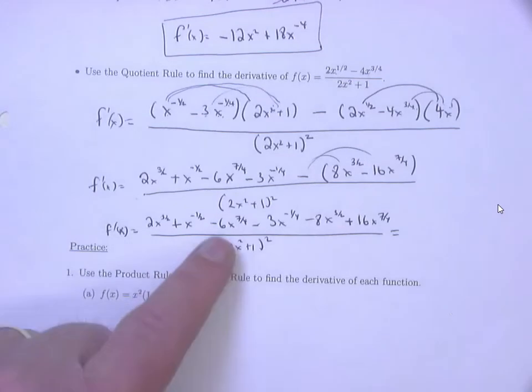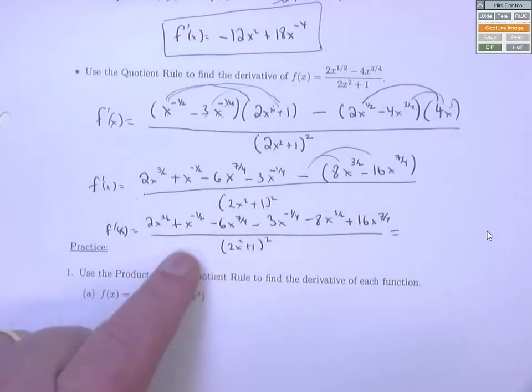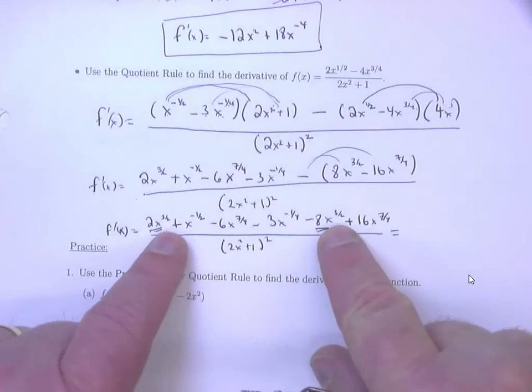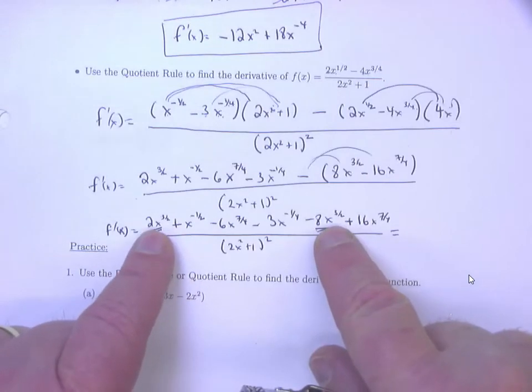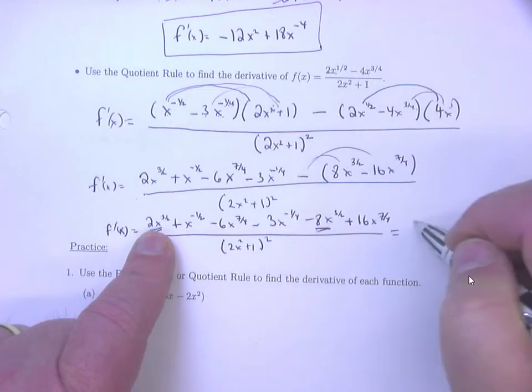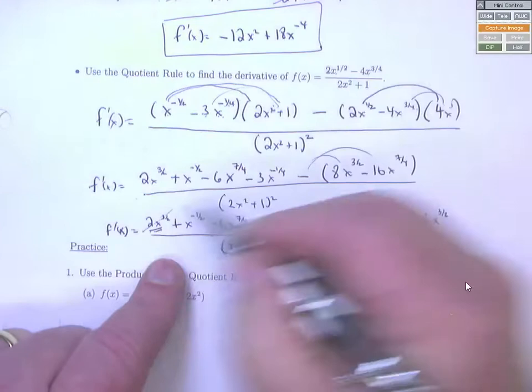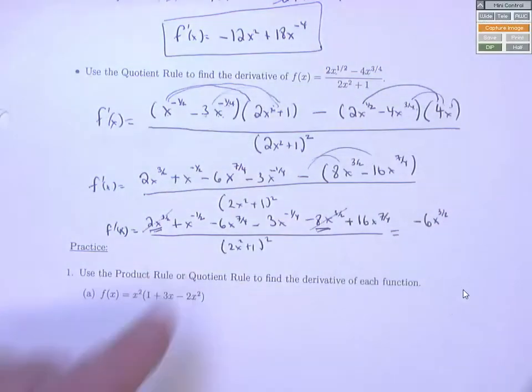All right, let's see what we got here. I got a 2x to the 3/2. I got a minus 8x to the 3/2. As long as the variables are identical, you just add their coefficients. What is 2x to the 3/2 minus 8x to the 3/2? Negative 6x to the 3/2. And I always draw a little line to let them know I'm done with those two terms. Okay?